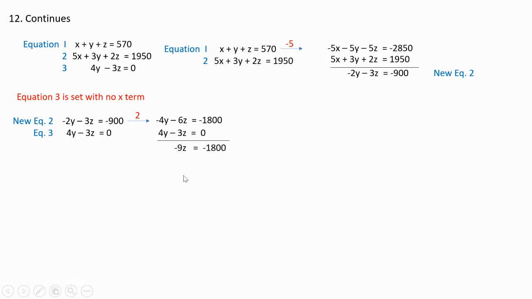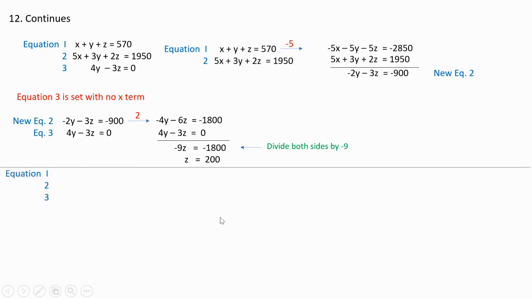So if I add them, we get -9z equals -1800. We divide both sides by -9. So z equals 200. Now here, guys, we're going to back substitute. And again, I could have put equation 3 or equation 2 here, it doesn't matter. But once I have z equals something, I have to go back to the equation that only has y's and z's, because this way I can solve for y.